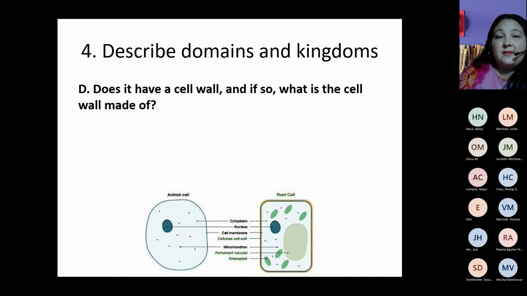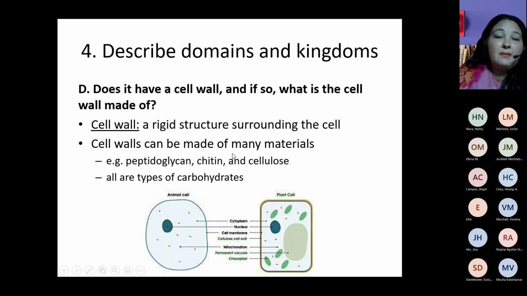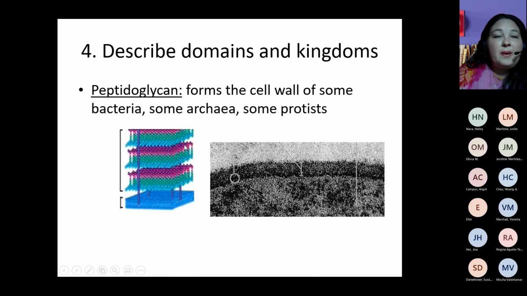Next, we have to ask whether it has a cell wall, and if so, what is that cell wall made of? Remember that a cell wall is a rigid structure surrounding the cell. So far, we've only discussed plant cells having cell walls, but there are a lot of other kinds of cells that have cell walls. Keep in mind, animal cells do not have a cell wall. They only have a cell membrane. Other kinds of cells can have a membrane and a cell wall. They can be made of many materials. All of these are different types of carbohydrates, and we will talk about them right now, I guess.